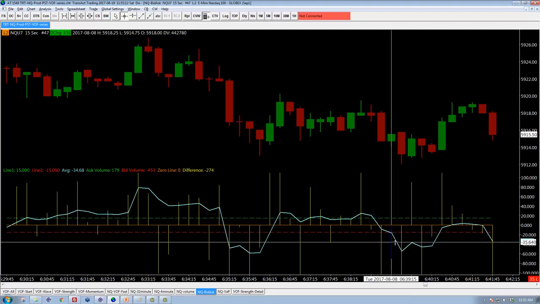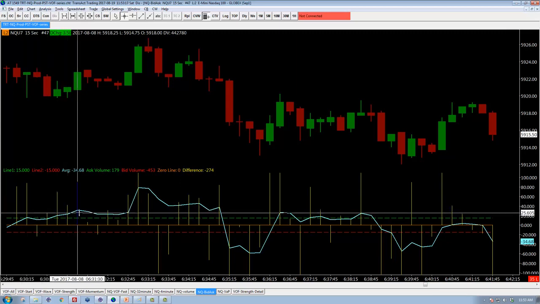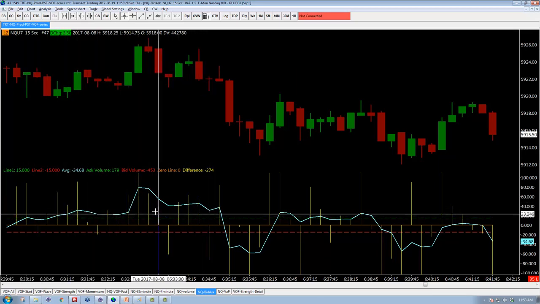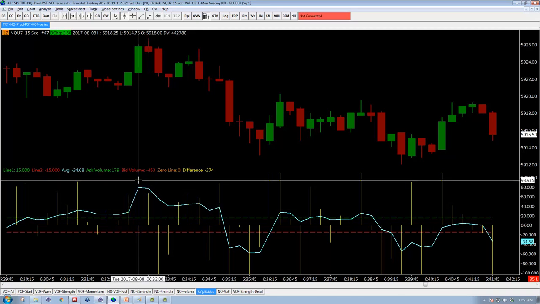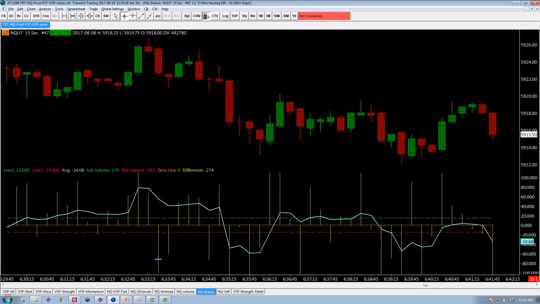All right, so what we have now is the bid-ask difference being plotted, and I've zoomed in on it so that we can see it a little bit better. Each of these yellow bars represents positive net aggressive buying or negative net aggressive selling as the market trades. And then there's a moving average. This is the cyan line right here, plotting the moving average of the difference.